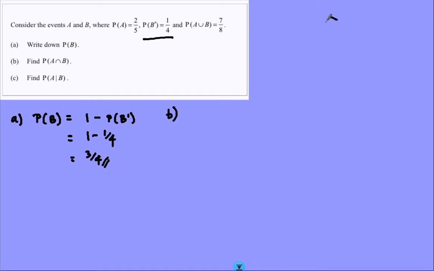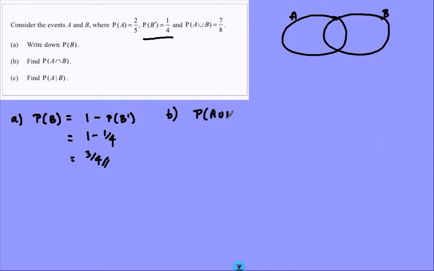What we've got, and a nice way to think of this is in terms of these Venn diagrams. What we do know is that the probability of A or B, the total of these two things, is 7/8. Now we can get that alternatively by adding the two probabilities of A and B together. So the total of A and B gives us the total of A or B together.